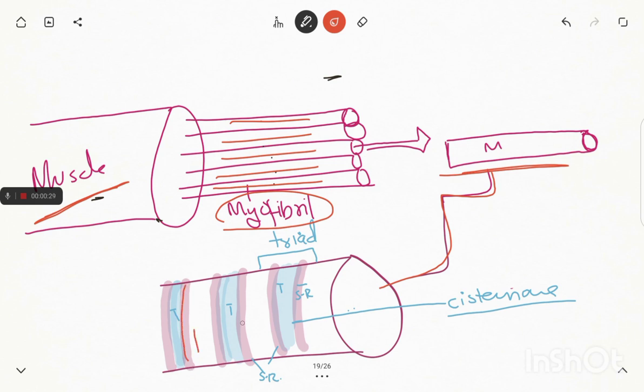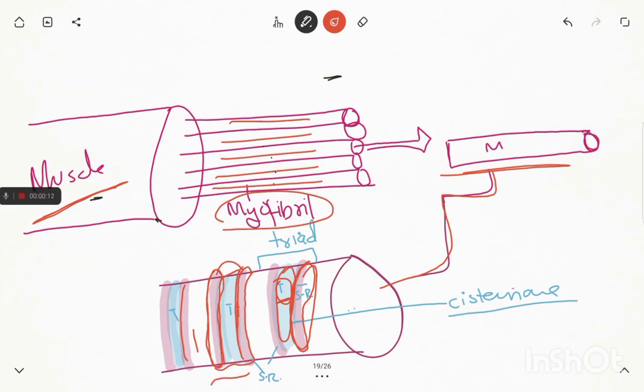by T-tubules. So in blue you can see T-tubules. These are T-tubules, and they're covered by sarcoplasmic reticulum as well. So there are T-tubules and there's sarcoplasmic reticulum. Now these T-tubules and sarcoplasmic reticulum are arranged in a triad fashion. Now what is this triad fashion? There's a sarcoplasmic reticulum, then a T-tubule, and then another sarcoplasmic reticulum. So basically a T-tubule is present alongside two sarcoplasmic reticulums.